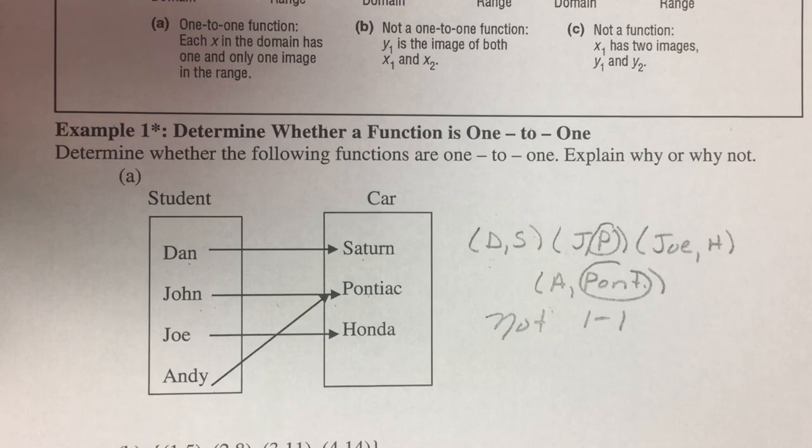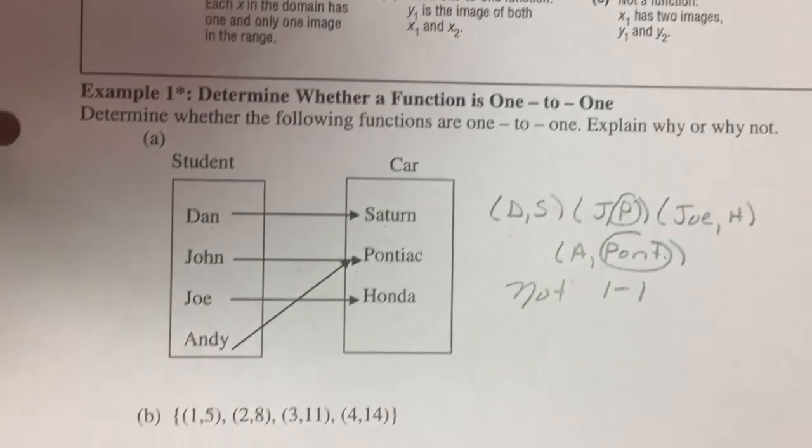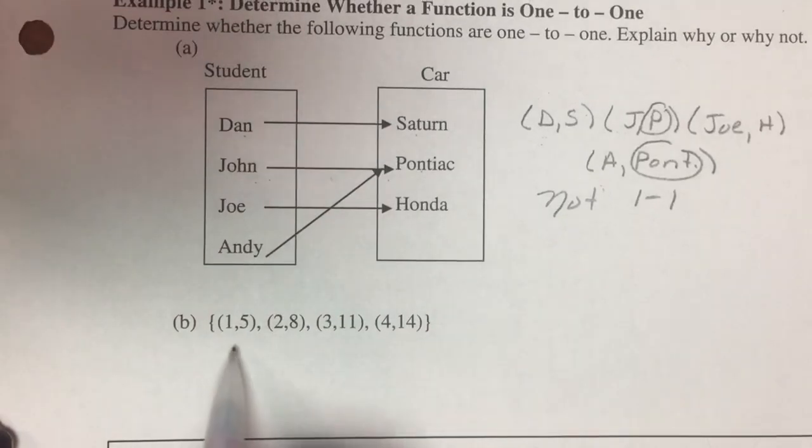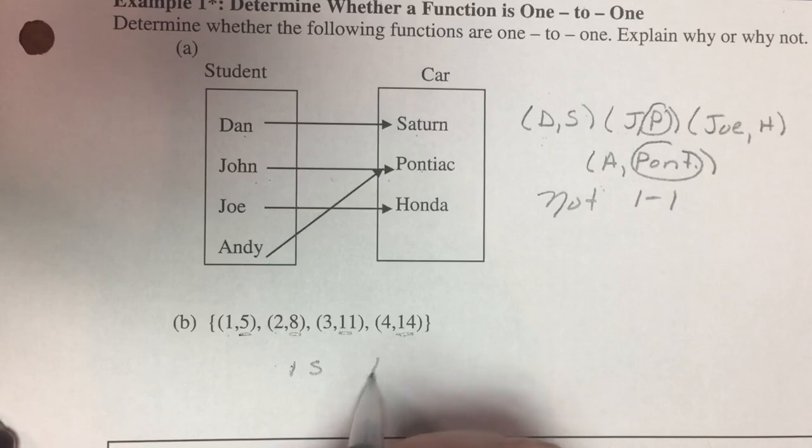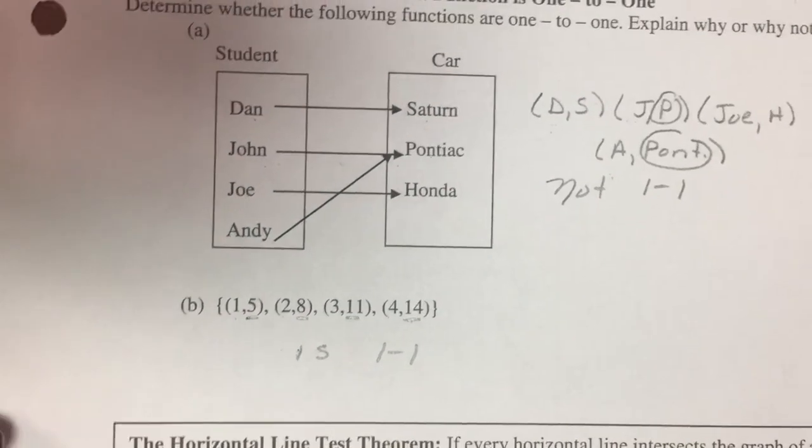Again, one-to-one means none of the x's repeat and none of the y's repeat. Think of it that way. If I look at this set of ordered pairs, it's a function because none of the x's repeat, and in fact, none of the y's repeat either. So this is a one-to-one function.